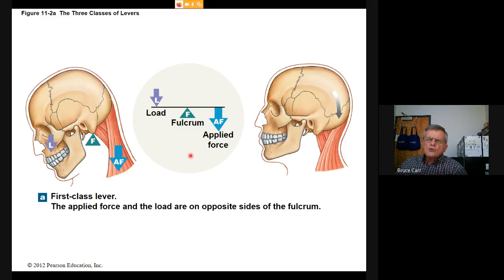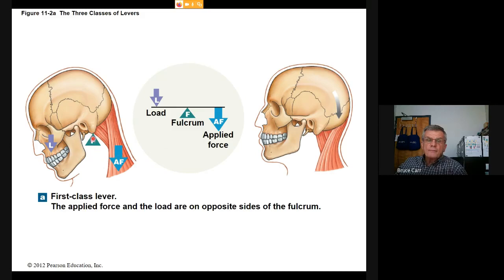But when you have those three parts, there's only really three ways you can arrange them. And just to make it simple, just imagine that the middle position is occupied by one of these three. So this first one shows a first-class lever with the fulcrum in the center. And to illustrate it, we look at the head and its nodding action.